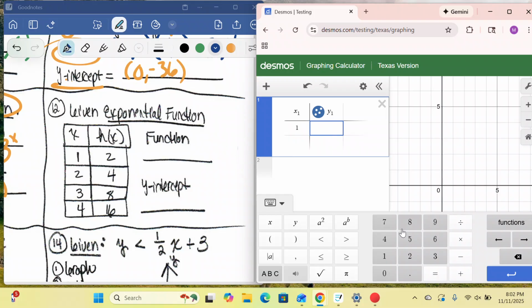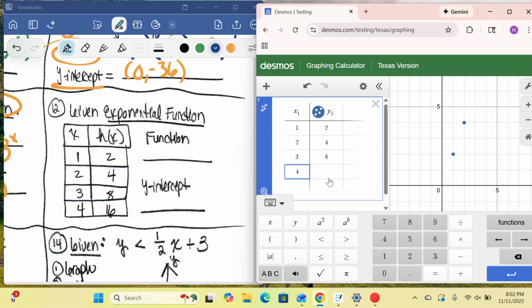1, comma 2, 2, comma 4, 3, comma 8, and 4, comma 16.